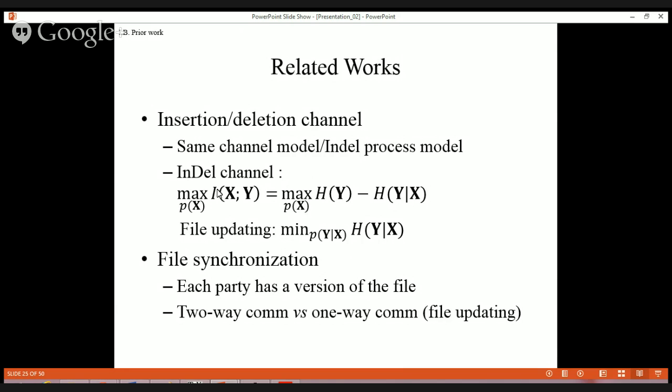But the insertion-deletion channel remained an open problem for a long time, and a lot of prior work came up with outer bounds and inner bounds for different channels, like deletion-only channels, duplication channels, sticky insertion channels, and so on.